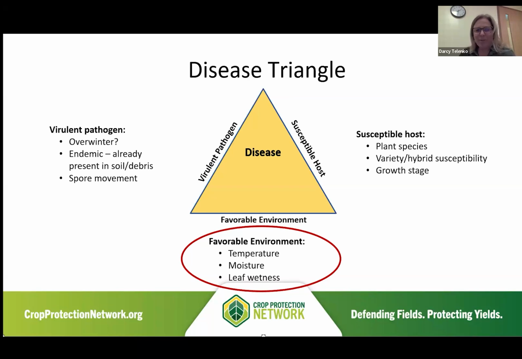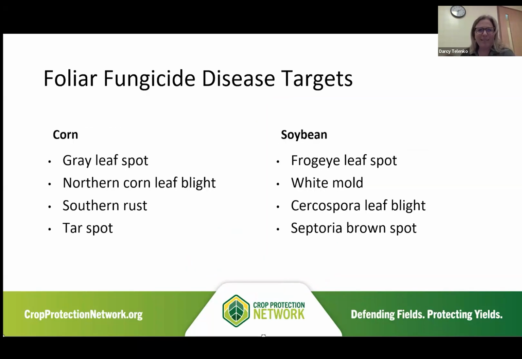If I'm thinking about using foliar fungicides, I think about these main targets, and there are probably a few I'm missing, but I listed about 4 for each of the crops. So in corn: gray leaf spot, northern corn leaf blight, southern rust, and tar spot. Maybe if you're in the south, you may have a few other diseases. Soybean here in Indiana, generally we're looking for frogeye leaf spot and white mold control if we're going to use a fungicide to control diseases, but Cercospora leaf blight and Septoria brown spot are also out there. I don't know, Kirsten, do you think of any others that I've missed? Those are the big ones. I think those are really what we're trying to target with a lot of our applications, right?